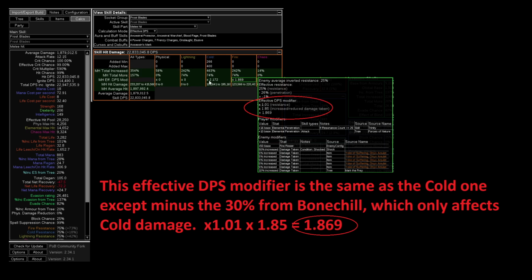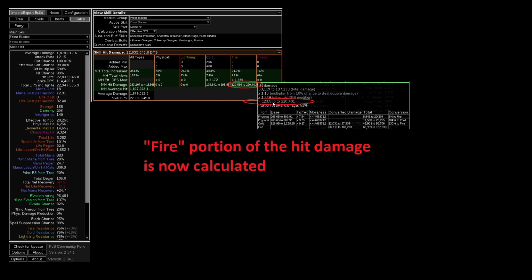So on the cold one, it was 2.17, right? Right here. But on fire, it's 1.86 because you don't get bone chill for fire damage. So the resistance and penetration numbers are the same, and then the effective DPS number is a little bit lower because of the lack of bone chill. So then these numbers are multiplied together the same way, and you get your fire damage hit. So damage number times the effective DPS numbers times double damage equals your total fire damage.